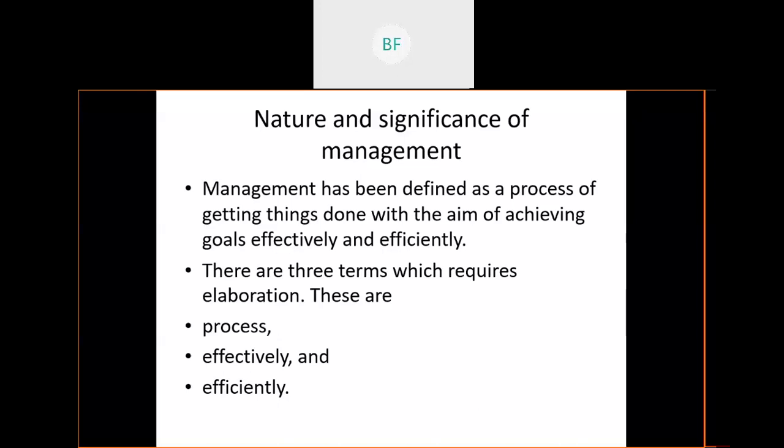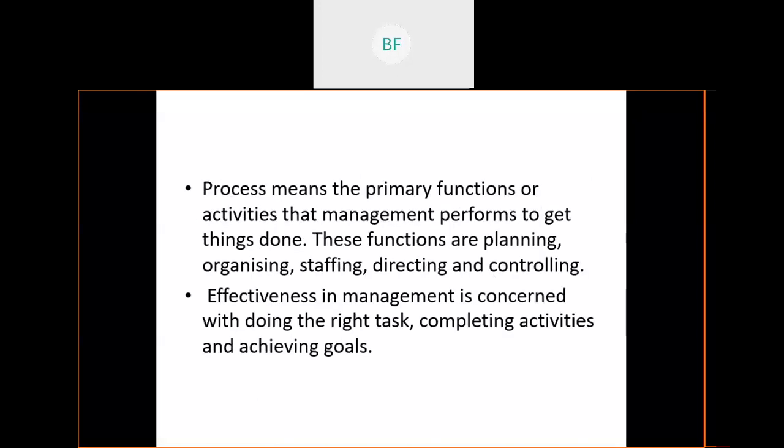Now talking about achieving the goals both effectively and efficiently, you are supposed to achieve the goals at the right time and the right moment, and whatever is the target given to you, you are supposed to achieve it, and also at a lesser cost. And that is all about the meaning of management. So here again we have the process. Process means the primary functions, where we have the 5 functions of management, which we call POSDCORB: planning, organizing, staffing, directing, controlling and coordinating. So these are the processes which are involved in management.